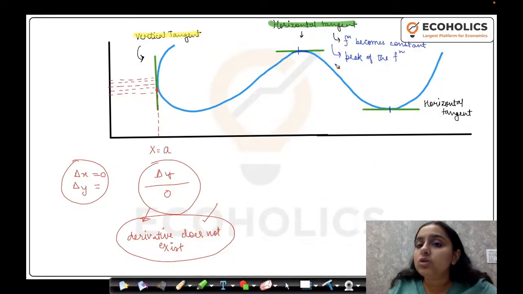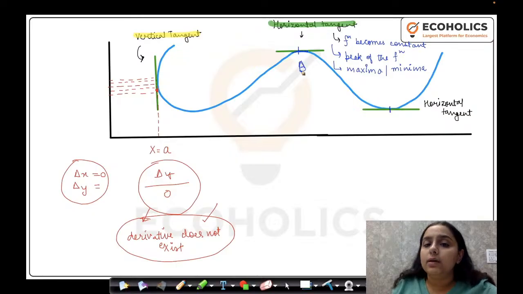And because of this, you will either get a maximum value of the function, which we call maxima, or minima for the function. Now, if you look at point B, there is a maximum value. At point C, you are achieving a minima value. Okay, you are achieving a minima value. So horizontal tangent पे what case is happening?